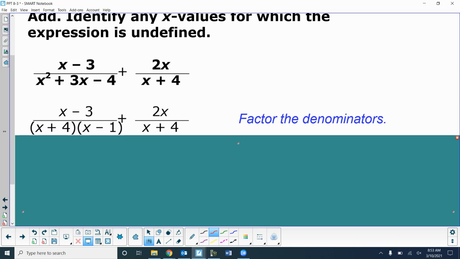Both of those, yeah, both of them. X plus 4 and x minus 1. What did I tell you? Whatever shows up, write it down. Okay? It doesn't have to show up in both. If it shows up on one side or the other, you've got to write it down. You with me? Okay.